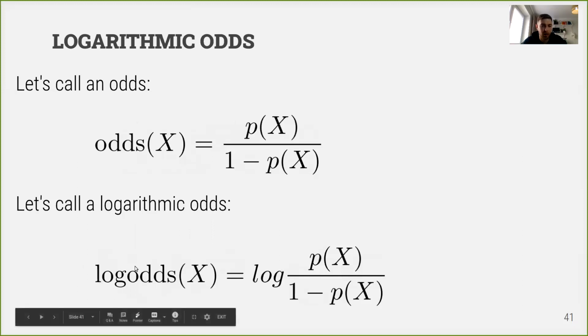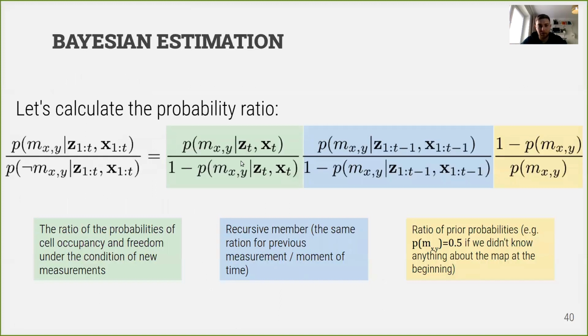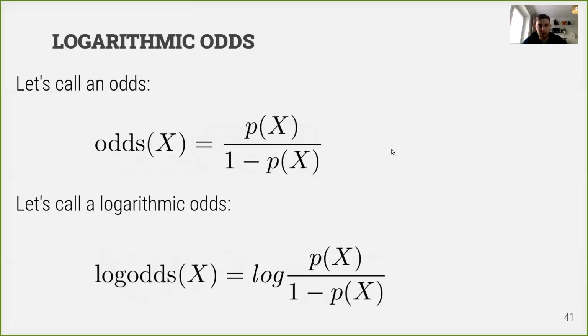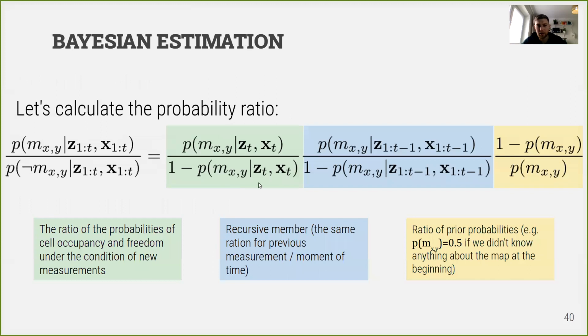We just take a logarithm of both sides. So the logarithm of this fraction is called logarithmic odds. And here you can see something really similar to this, right? The probability of an event divided by the probability of 1 minus this event. This is exactly what we have here, and here we have just turned out the same odds.